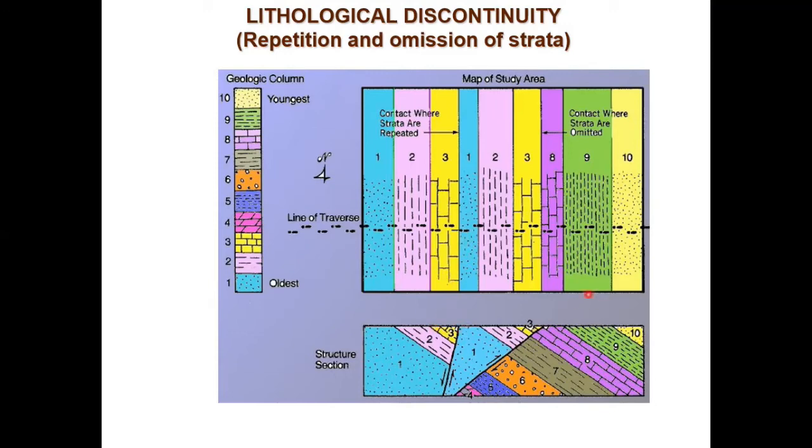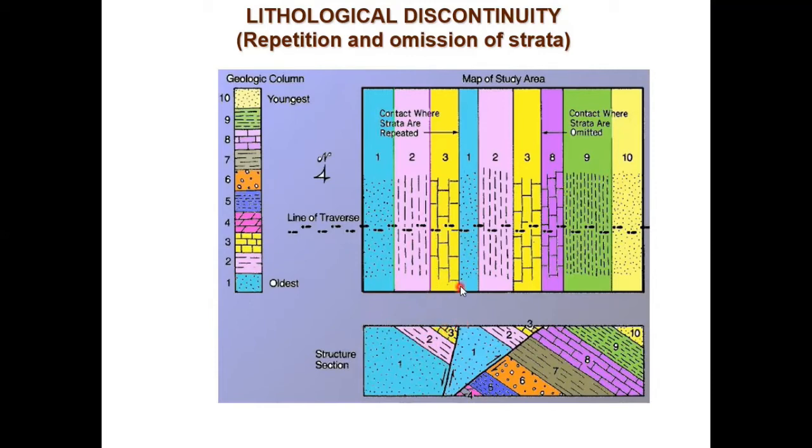So if you look at the cross section of this map, right here we have number 1 exposed. This is number 1, the oldest unit. And here we have number 2. That's the orientation of number 2. It is dipping to the east. And on top of number 2, we have number 3.